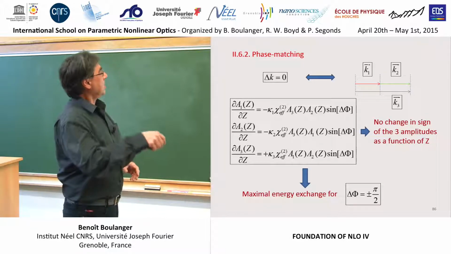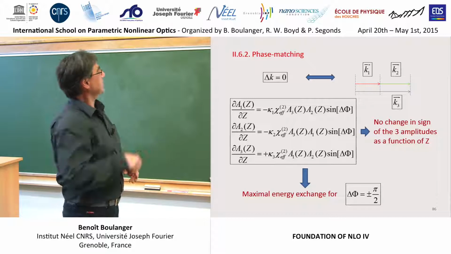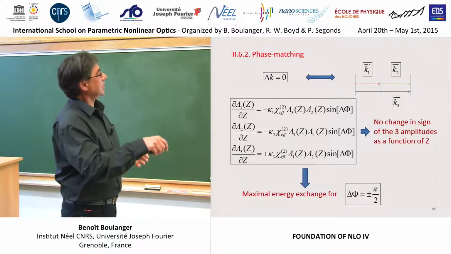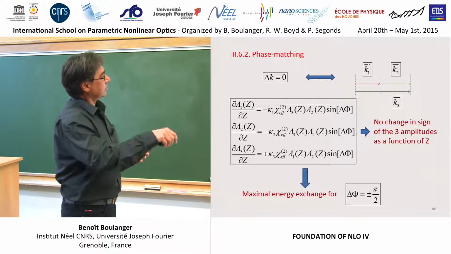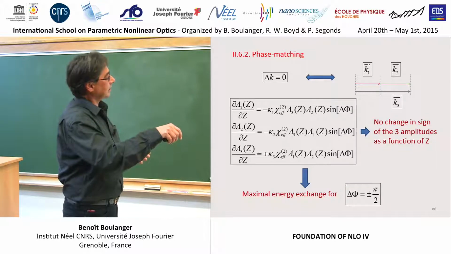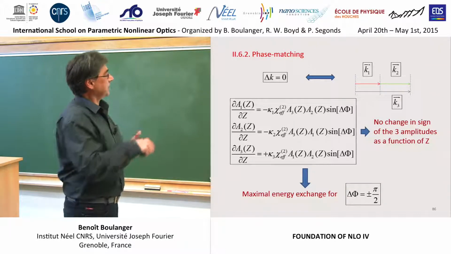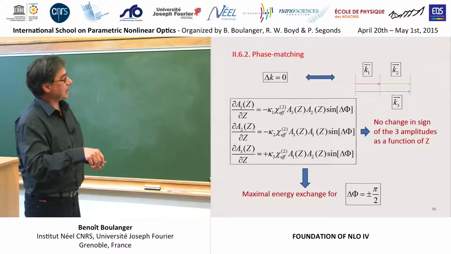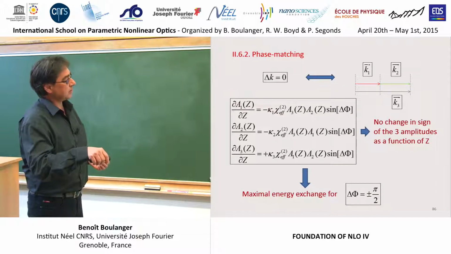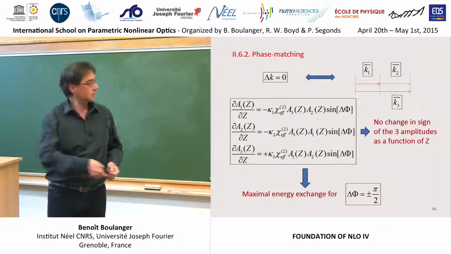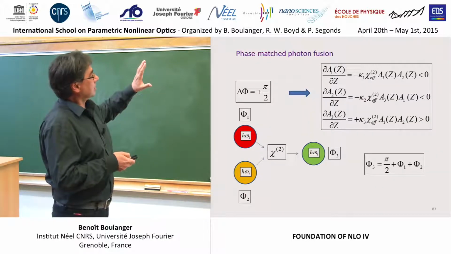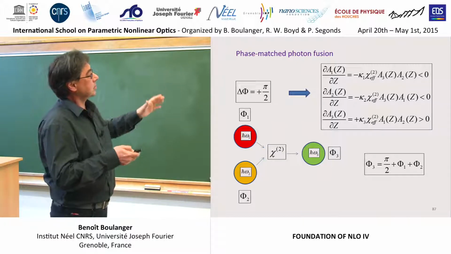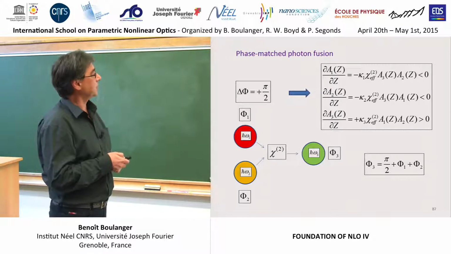And you remember we had in front of us this system of equations relative to the real amplitudes. And it's a case of phase matching, so delta K equals 0. So here you see that it depends only on sin delta phi, so no change in the sign of these quantities. And we see that we have a maximal energy exchange for delta phi equal plus or minus pi over 2. And so we saw the case corresponding to delta phi equal plus pi over 2, and we saw that it corresponds to the case of photon fusion.